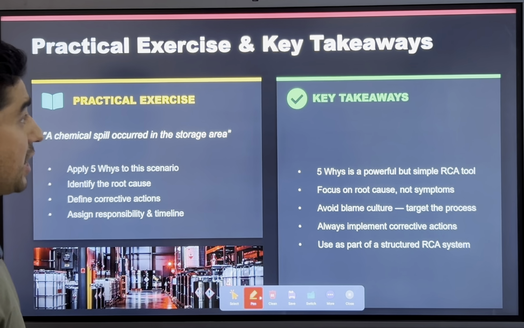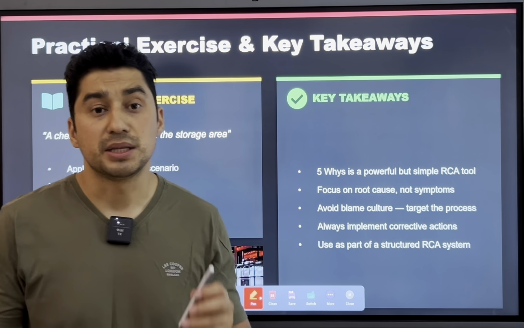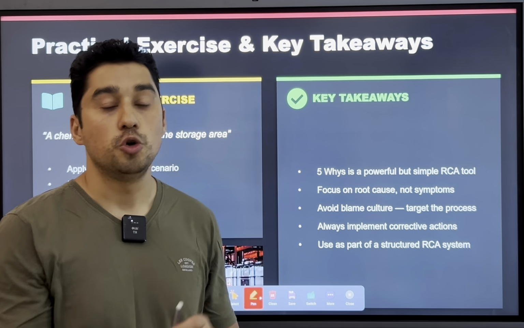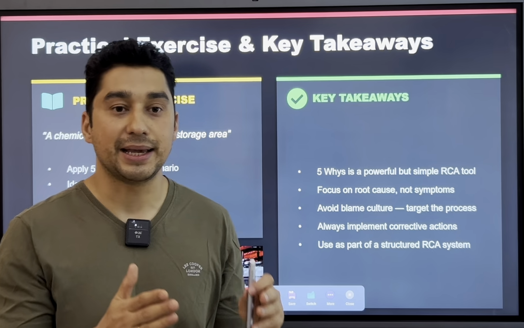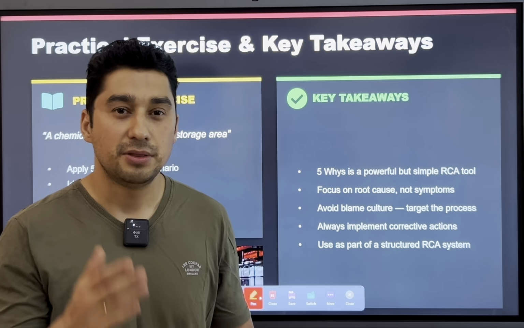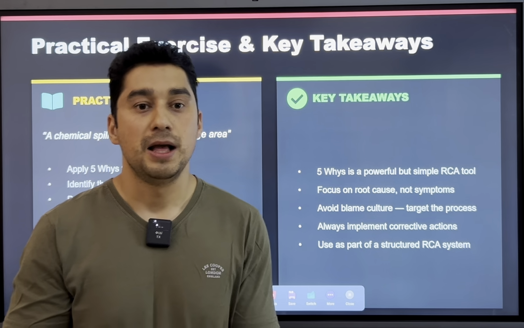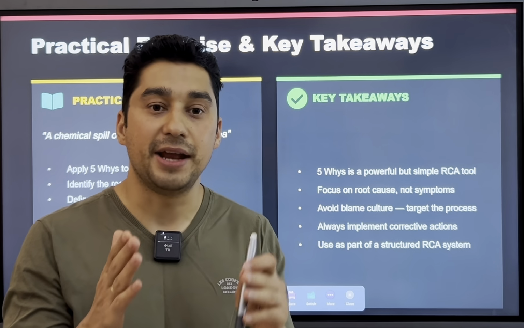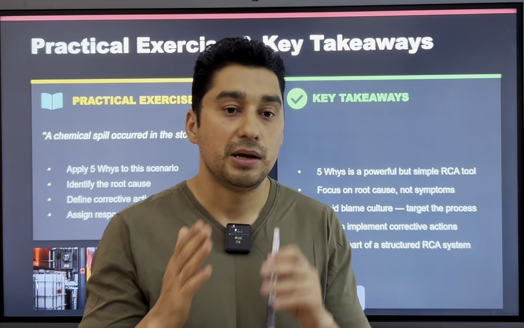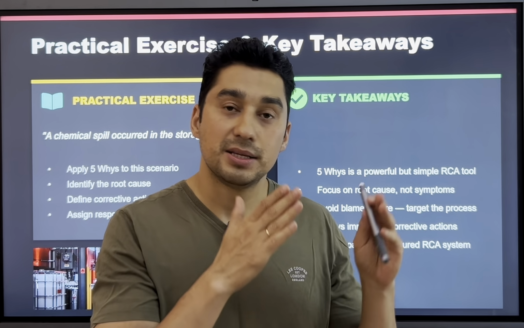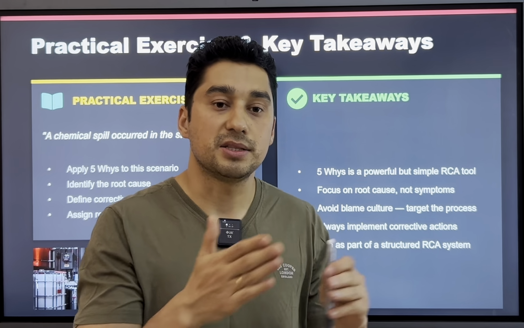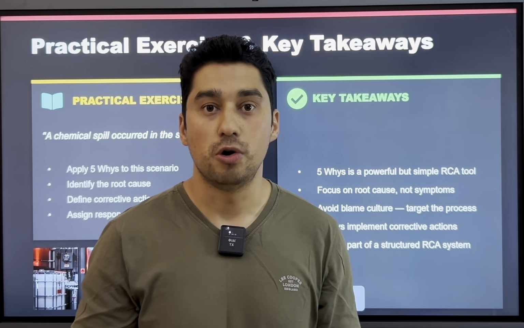Here, practice exercise and key takeaways. Simply, you have to apply what you have learned throughout this training. Use 5 Whys on the chemical spill scenario. This is a very simple one: why did the chemical spill happen? This is your task. Identify the root cause and define corrective actions. What are the corrective actions you are suggesting? Remember, don't fix symptoms, fix the problem, the real root causes. This is the key to achieve zero incidents.